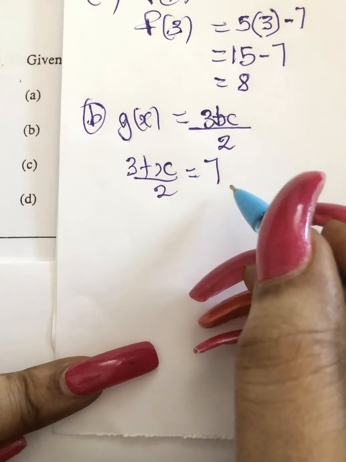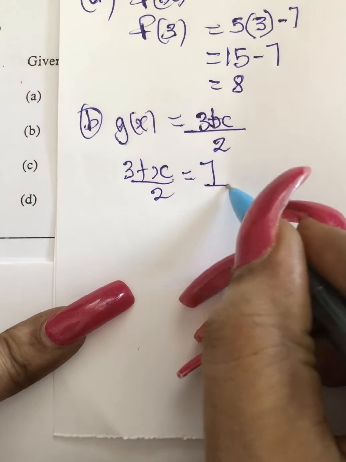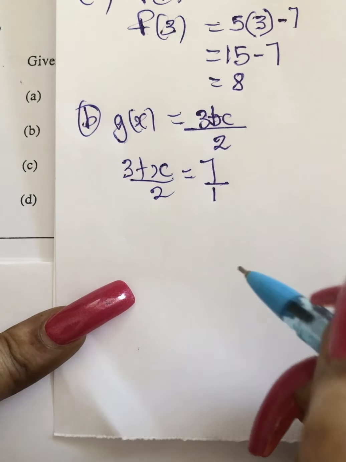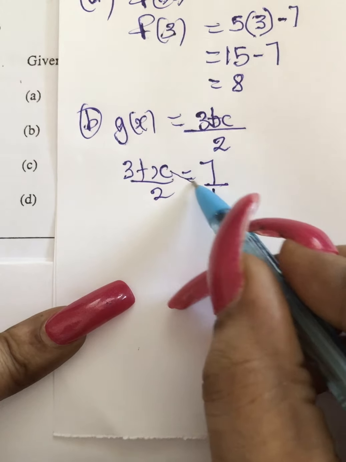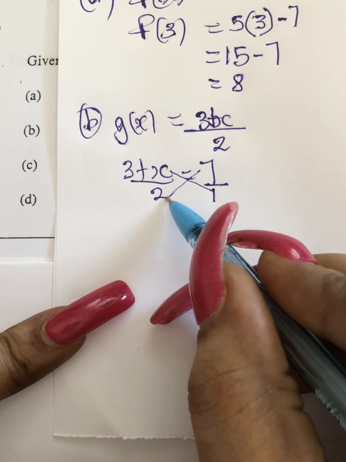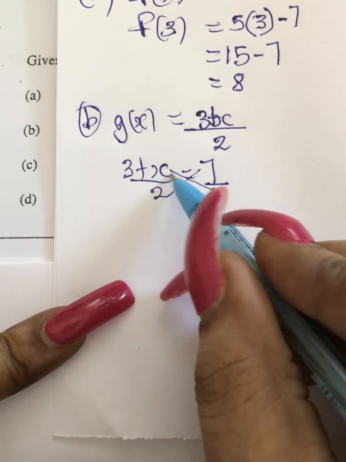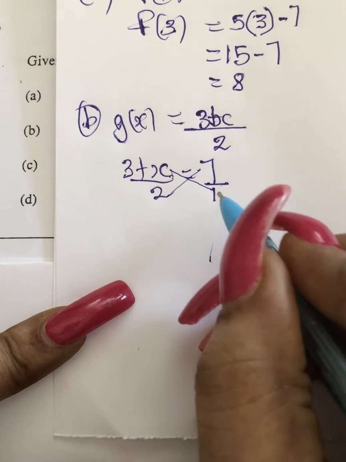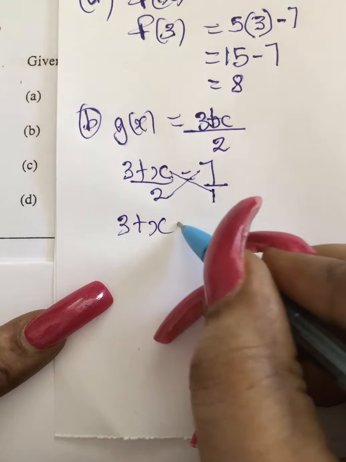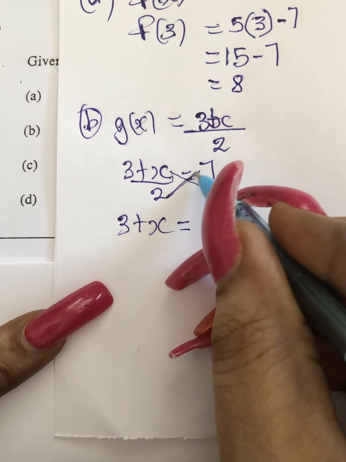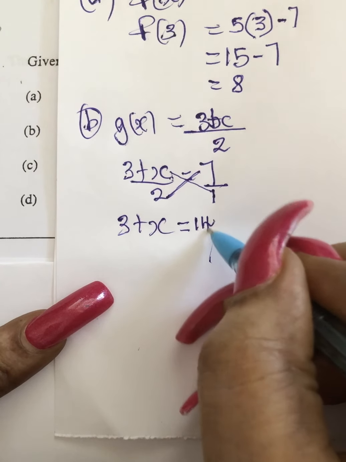Alright, so let us simplify. I'm going to make this side a fraction since one side of my equation is a fraction. And then I'm going to cross multiply. Numerator by this denominator. Because it is 1, this will remain. But now I am multiplying 2 by 7.